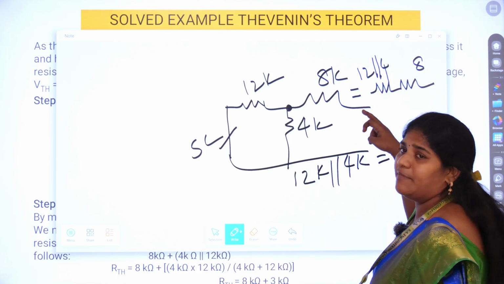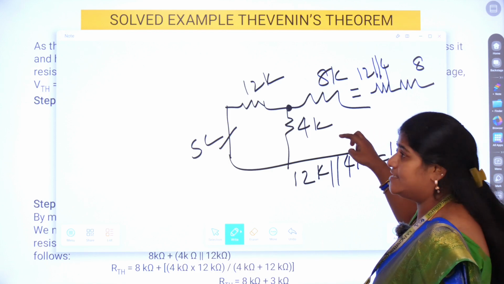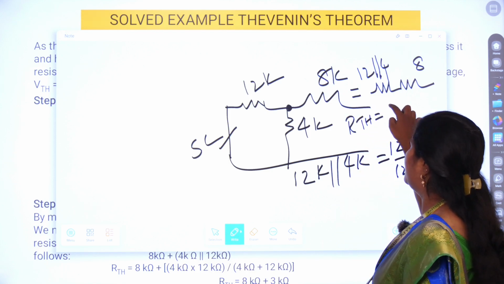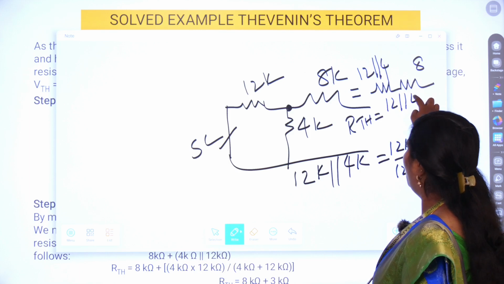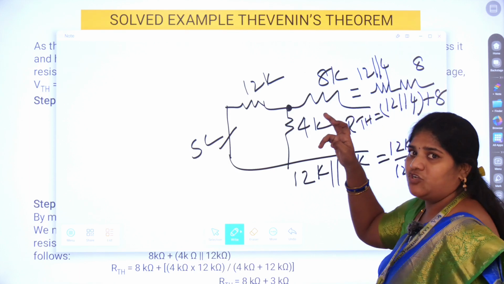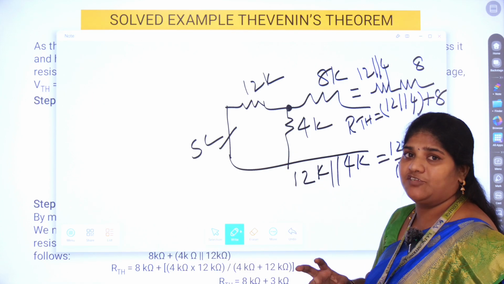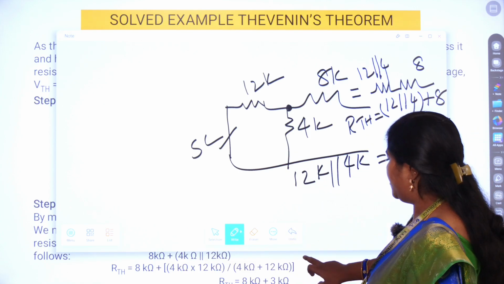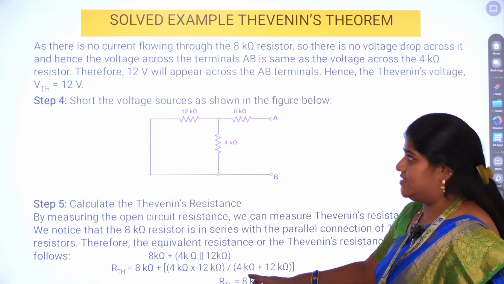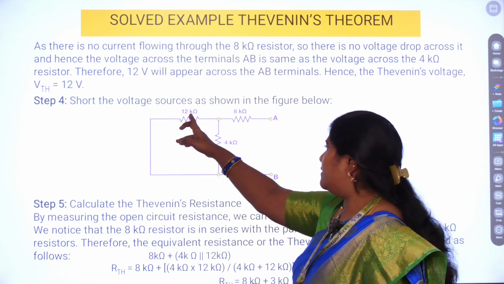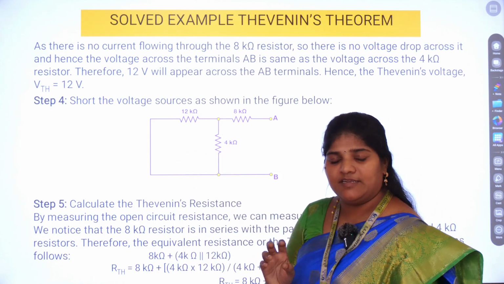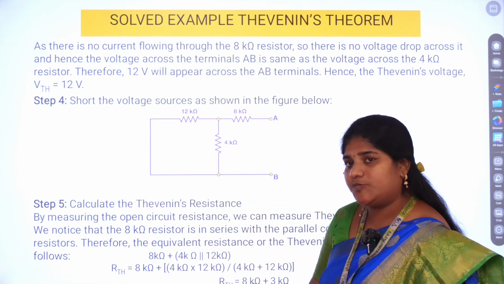Now one can easily determine these are connected in series, so the net RTH is supposed to be 12 parallel with 4 plus 8, because there is no more short circuit or any node present after reduction. So this is what we are trying to show here. I think one easily can understand. Because of short circuit, these two are said to be parallel, and the result after reduction will be in series with 8.